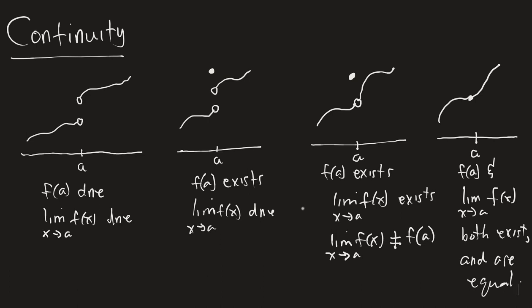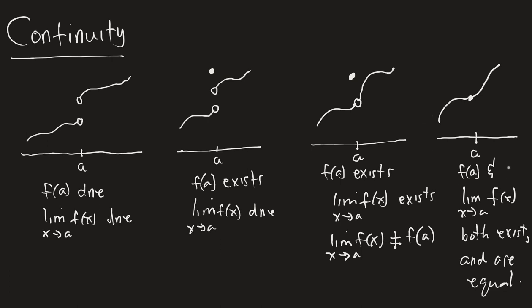So just looking at the graph, we can see that there are differences, right? And again, those differences are reflected in the four sets of observations that we made. Starting with this one, where nothing existed. Here, just the function value exists, and then the limit doesn't exist. And here, the function value and the limit exist, but they're different. And then finally, it's like everything just kind of comes together.